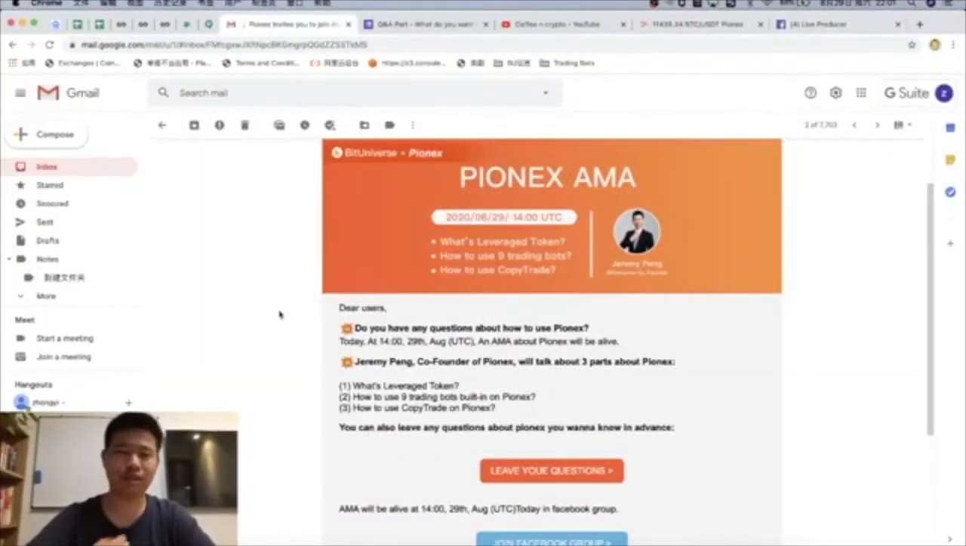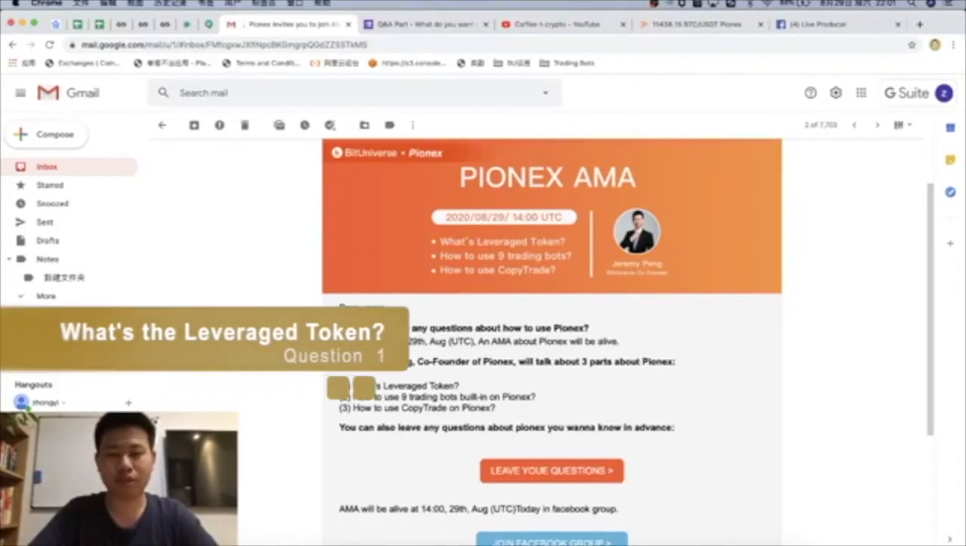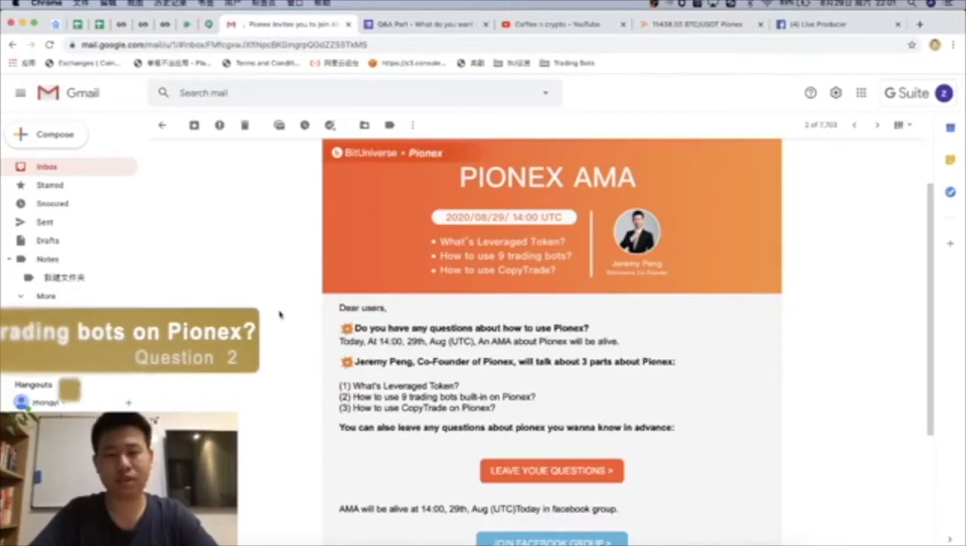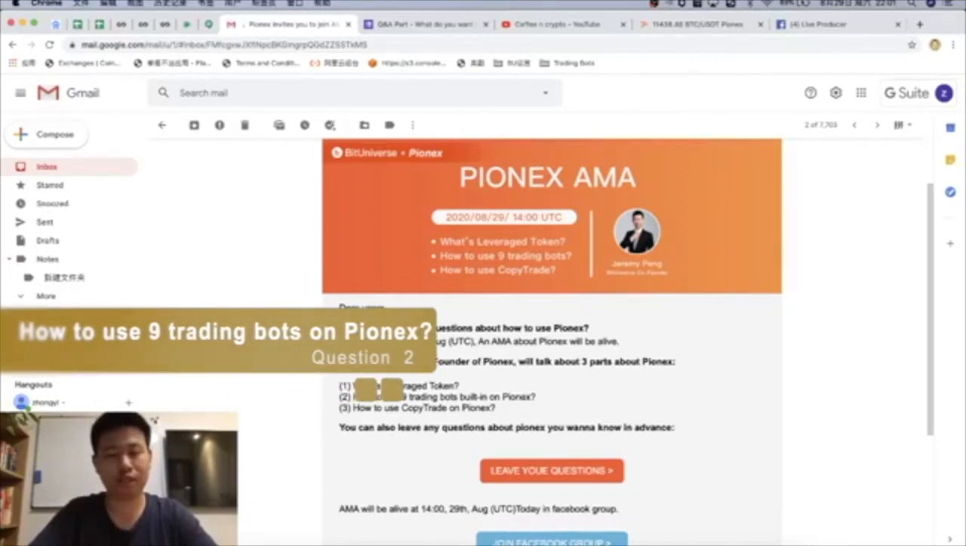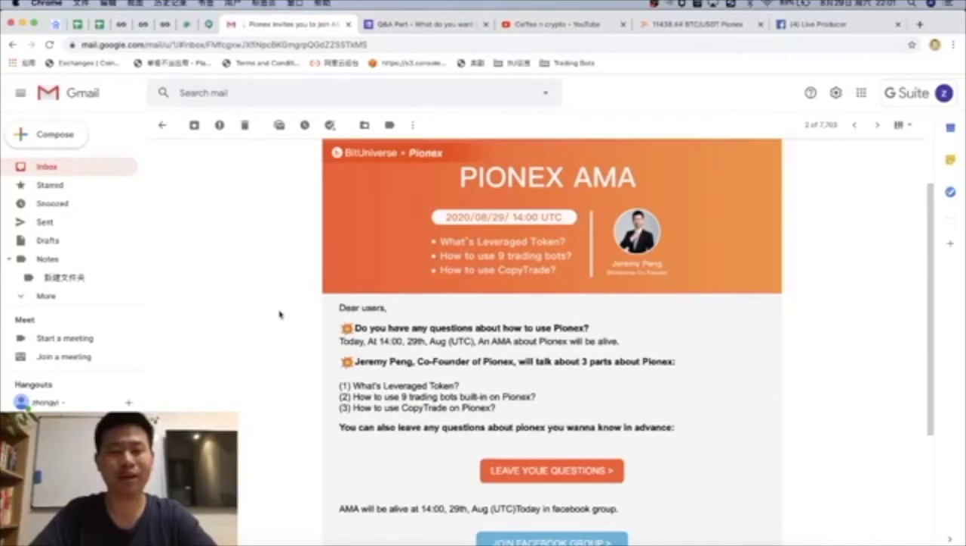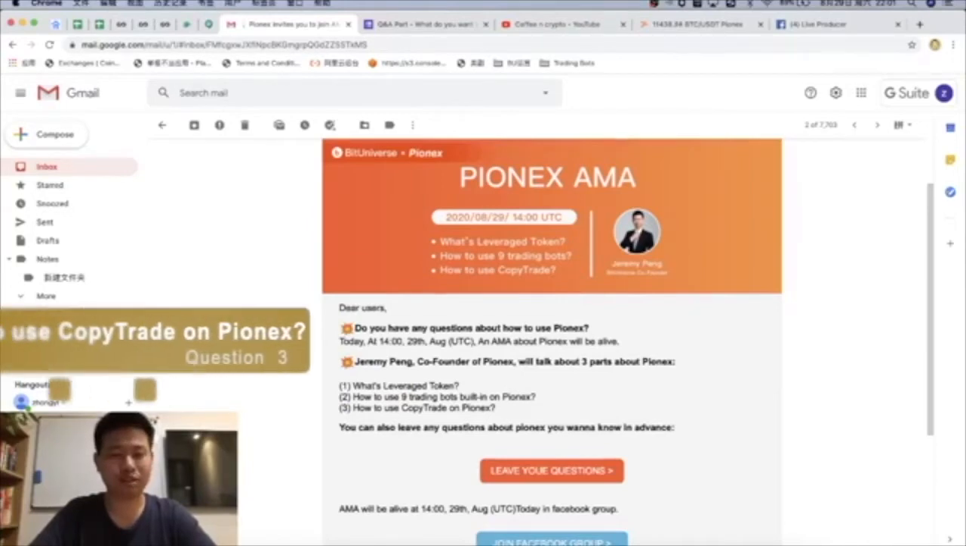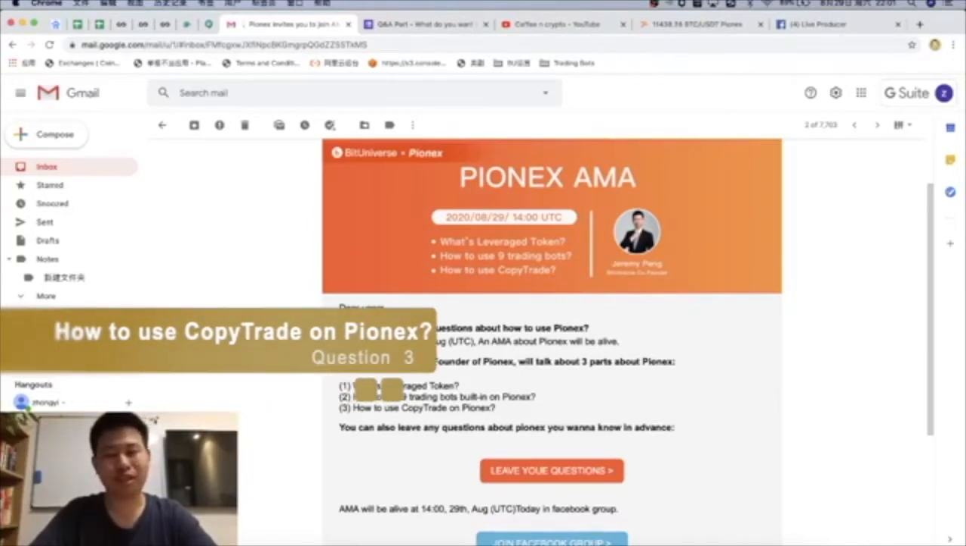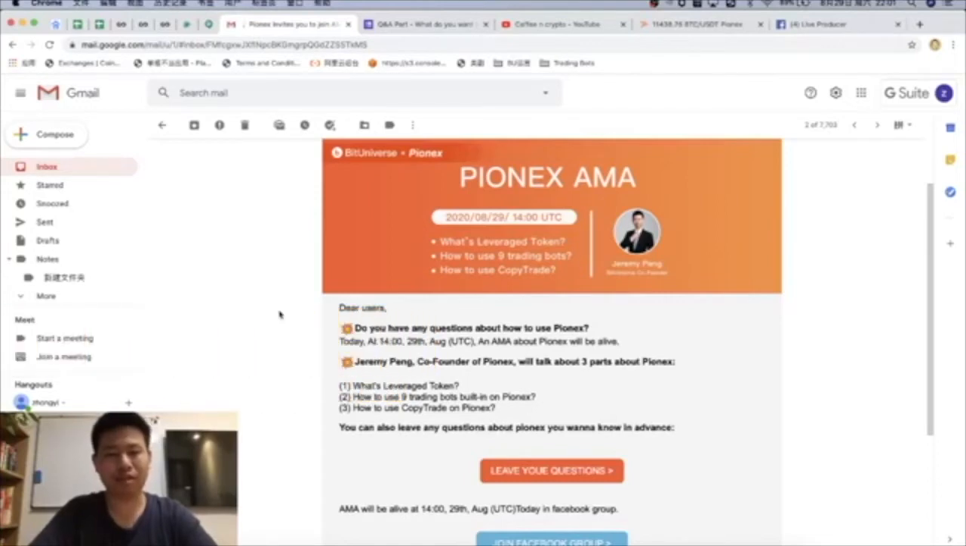Today's topic, there are three main questions. First one, what's the leverage token? And number two, how to use the trading bots. Actually, we have 10 now. And third one, how to use the Copytrade that we recently published. It's a new feature, and at the end of the AMA, I will answer some questions which have been submitted.